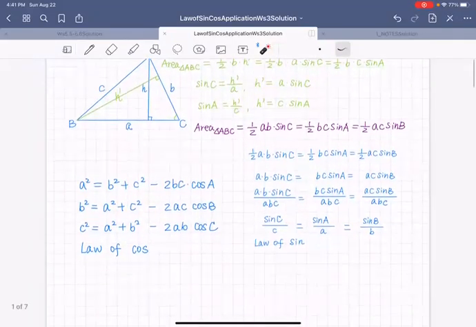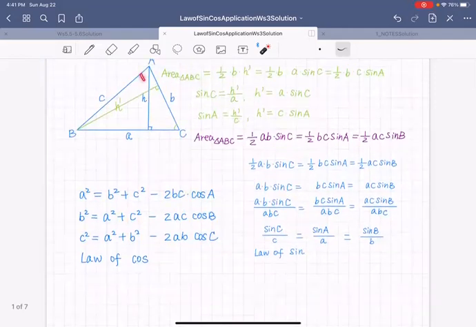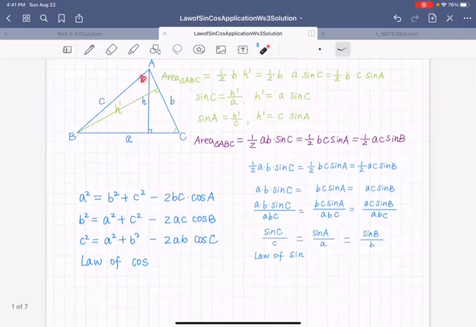During the geometry class, we learned about the Pythagorean theorem, correct? If this angle A is 90 degrees, do we have A squared equals B squared plus C squared? So if this is 90 degrees, we have A squared equals C squared plus B squared. But in a general triangle, you don't know if this angle is 90 degrees or not. What do you do? You subtract 2BC times cosine A, okay?